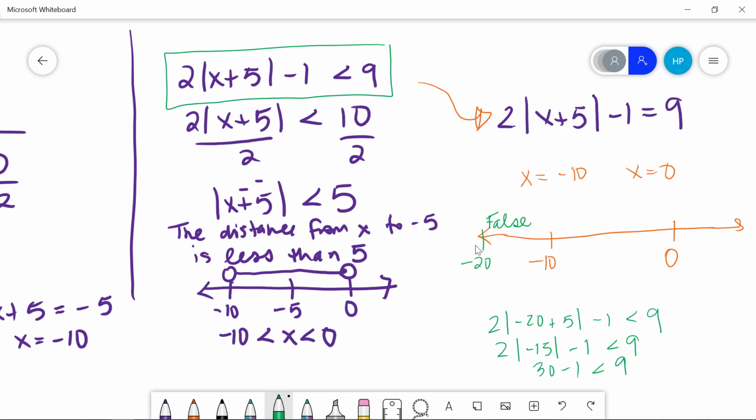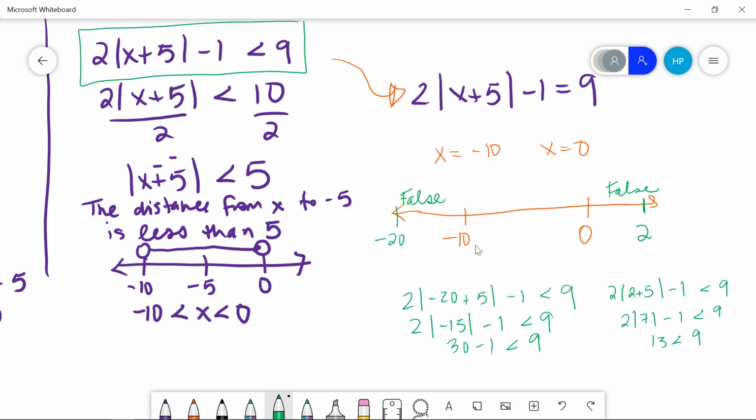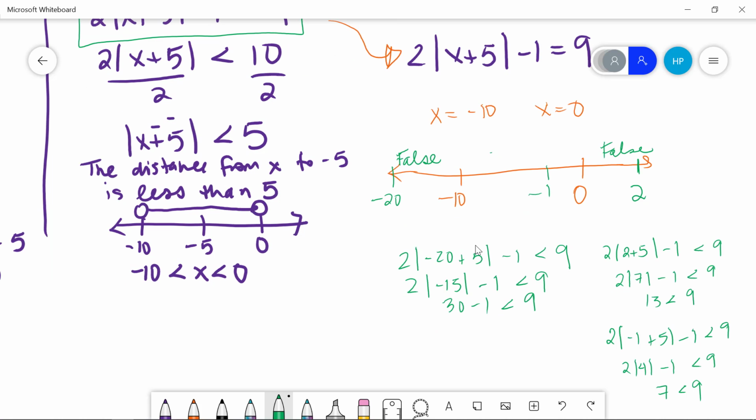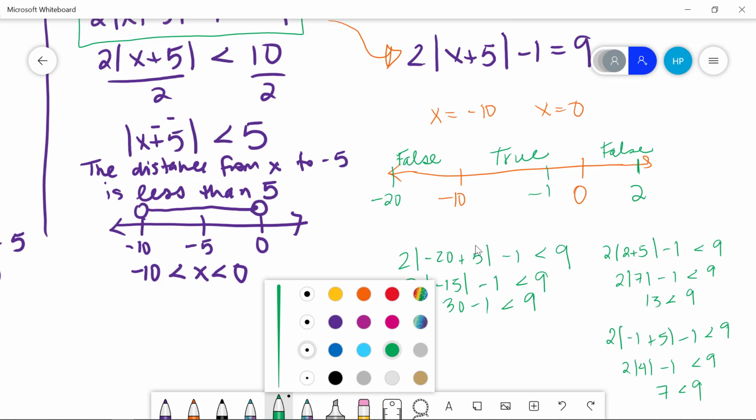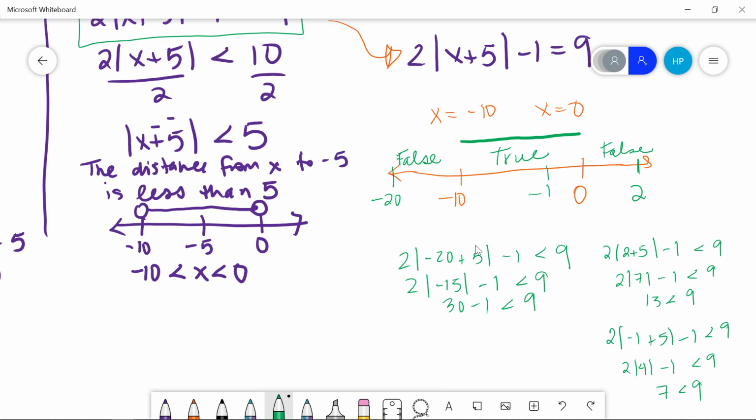Now let's test something over here. That's also false. All right, now let's plug in something here in the middle, maybe like negative 1. That seems pretty easy. That's true. So that tells me how the graph should be drawn in. We want to include everything that's in the true region, and then since it's just a less than in our inequality, we have two open circles. And we're still going to write it the same way that we wrote it before. Negative 10 is less than x is less than 0.